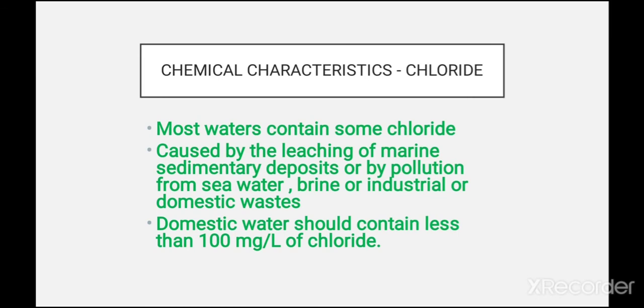So, the chemical characteristics. First, we will talk about chlorine, the presence of chloride. How is chloride present in water? It can be caused by leaching of marine sedimentary deposits, by pollution from seawater or brine, or from industrial or domestic waste. Generally, domestic water should contain less than 100 milligram per liter of chloride. So that is the acceptable value. You may get this question in competitive exams also. What is the acceptable limit of chloride in water? Remember, it is 100 milligram per liter.